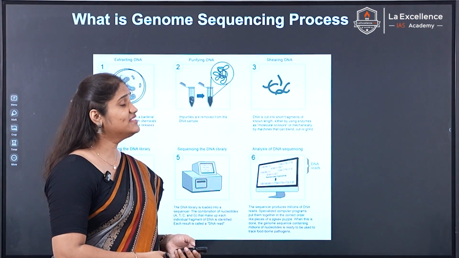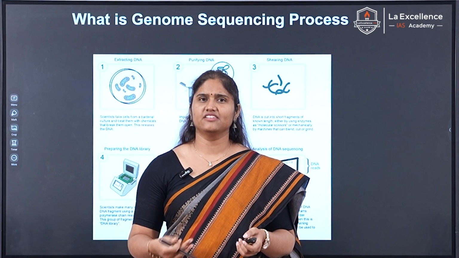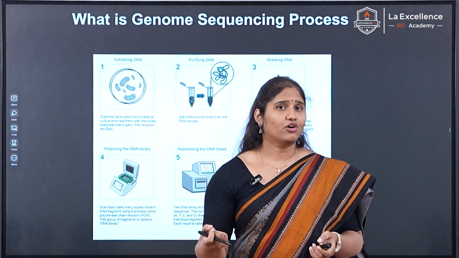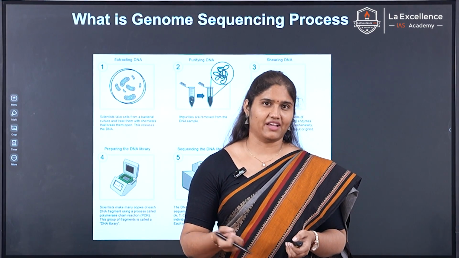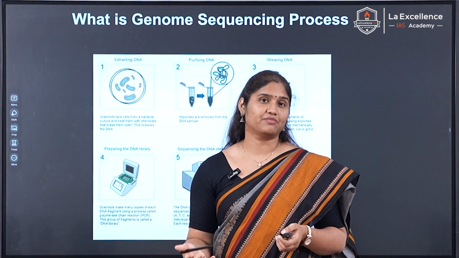Now when we come to genome sequencing, this is an emerging technology where an organism is taken, and from this organism we remove the genome. From this genome, we take the DNA. As I told, the DNA of the human is around 3.2 billion base pairs.